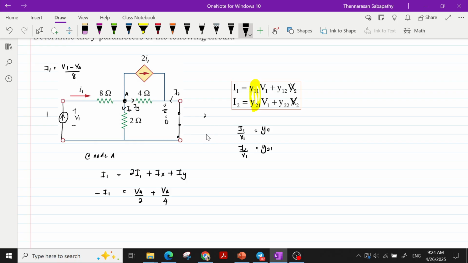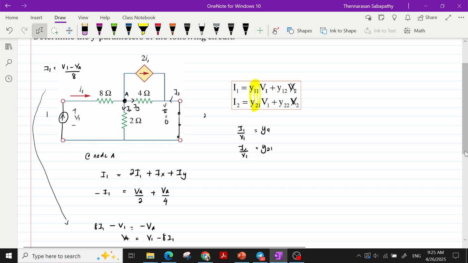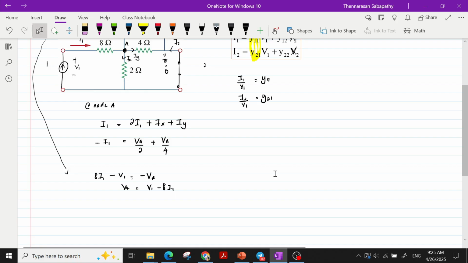Okay, so VA can be defined as, from here you see, VA can be defined as 8I1 minus V1 is negative VA. In other words, you can write VA as V1 minus 8I1, right? Okay, you can write like this. Then I will substitute the VA here, but before that I just want to make the equation simpler, in a better form first.